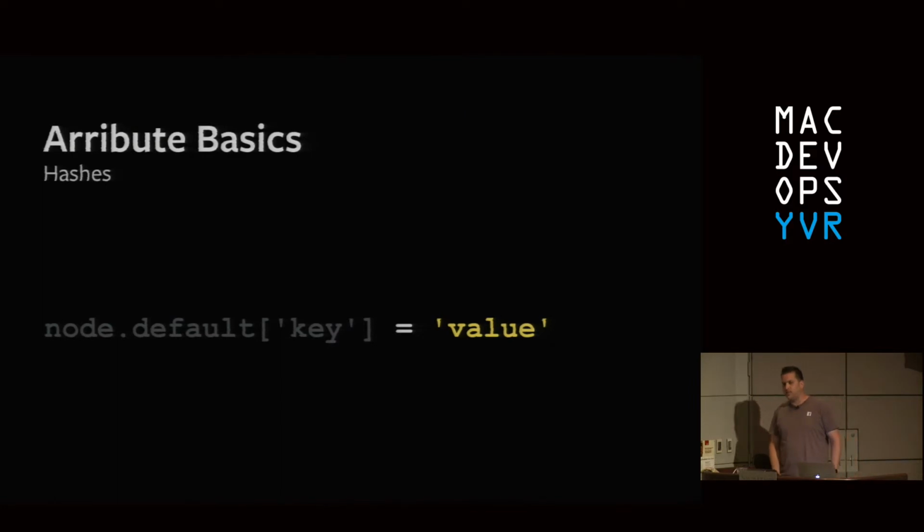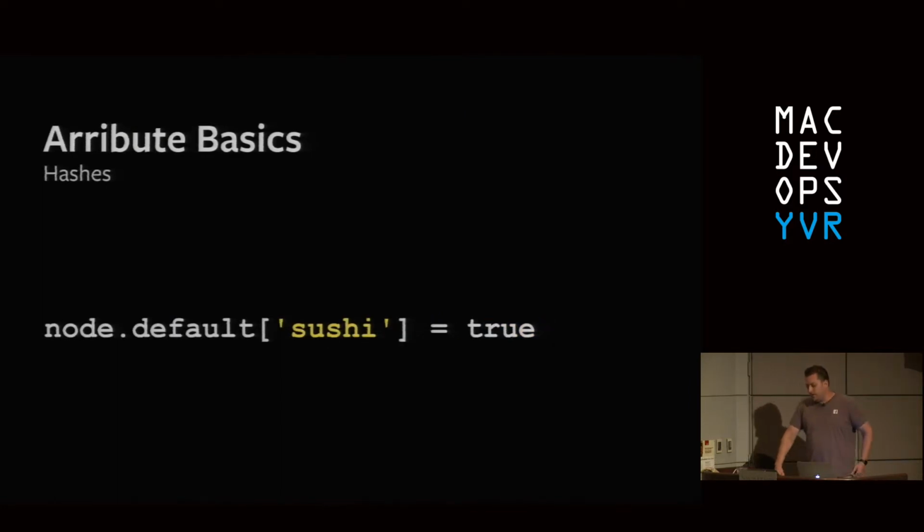So let's use this to describe what we want. Would I like some sushi? Yes, please. So we have a true value, which is a bool. So sushi, the key, is set to true, which is a Boolean value. Bacon preference? Well, because I'm here, it's round.